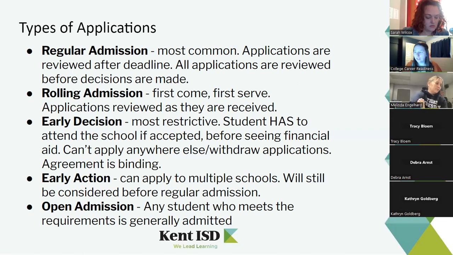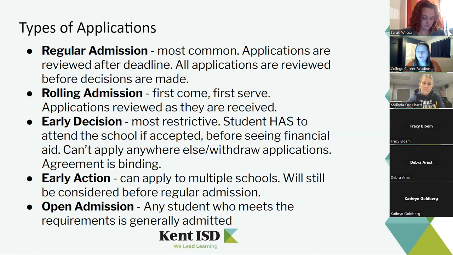Then there's early decision. Early decision is the most restrictive form, and students get confused between early decision and early action. So there is an important distinction. Early decision is where students are really only supposed to apply to one school early decision, because if they get accepted, they're bound. Technically, the agreement is binding that they attend that school. And so that means they're not going to be able to compare financial aid packages from different schools. So it's really important that students apply early decision if they're pretty dead set on going to that school no matter what. There are some ways to get out of that agreement.